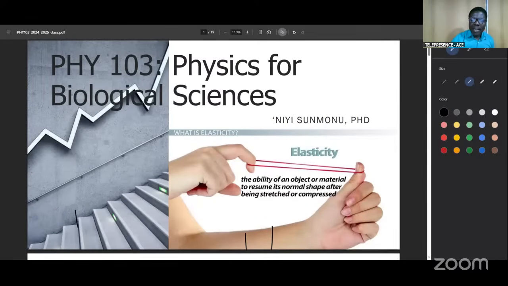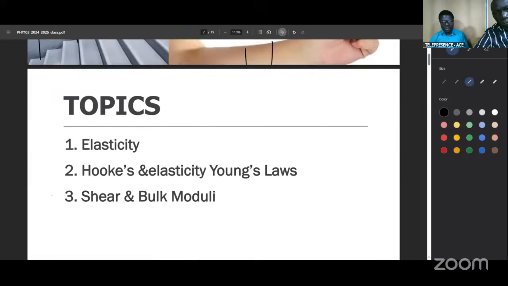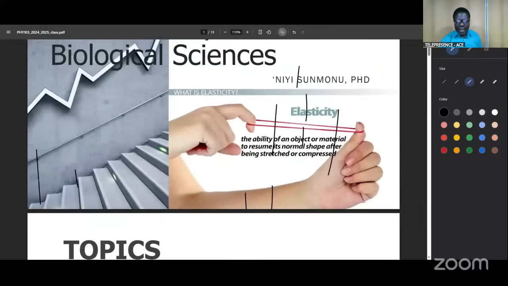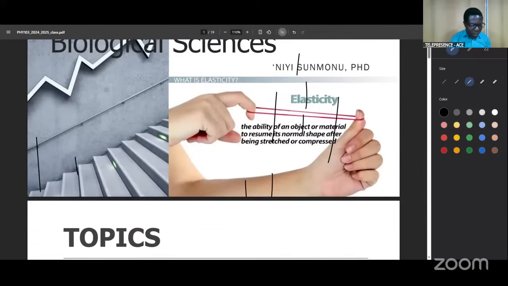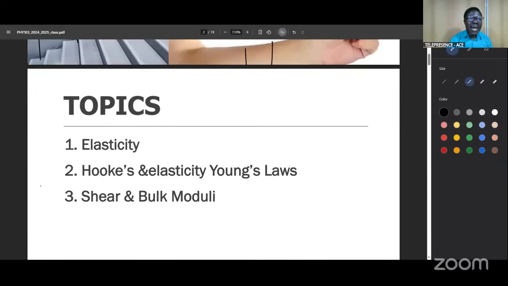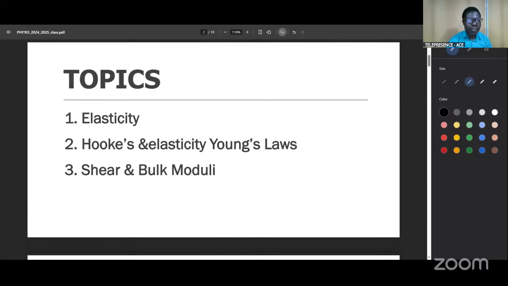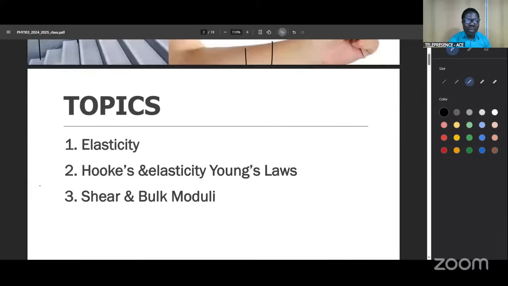In practice, this property of material is very, very important, even to people in biological sciences, because all materials are always subjected to forces, and the response of material to forces is very, very important.